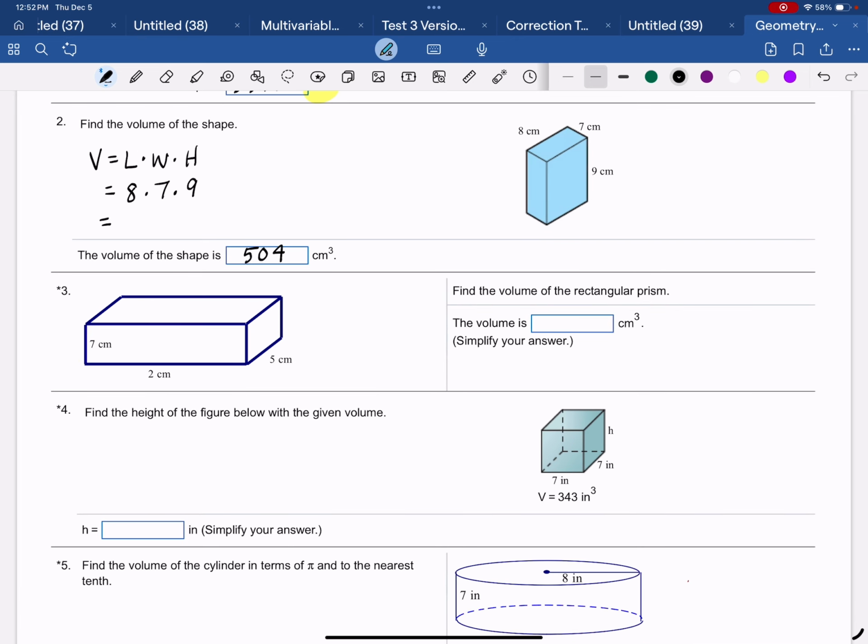Example 3, a rectangular solid. The volume is length times width times height. Our length is 2, our width is 5, and our height is 7. And 2 times 5 times 7 is 70 cubic centimeters. And you may notice that you can multiply those in any order and you would get the same answer.